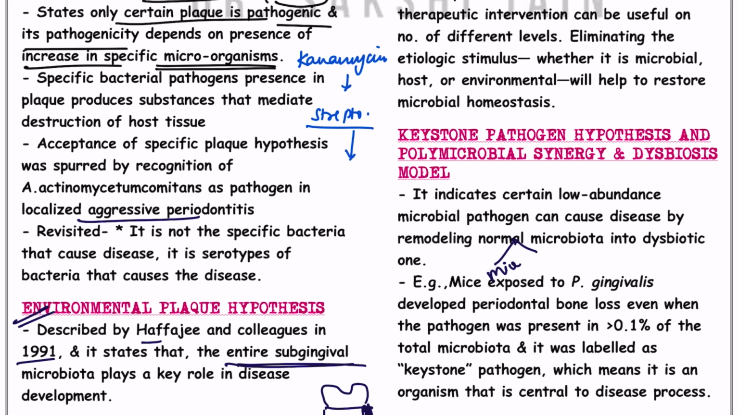With this experiment, it was seen that certain pathogenic microorganisms form the keystone species, and because of their virulence they can affect the normal microbial flora. So that was all about this particular video.